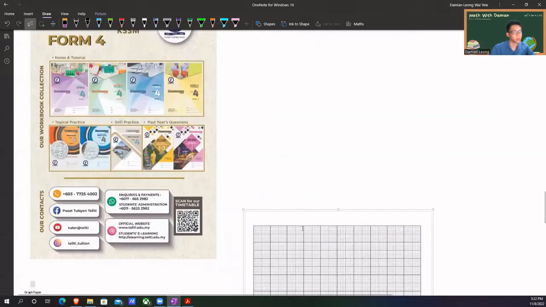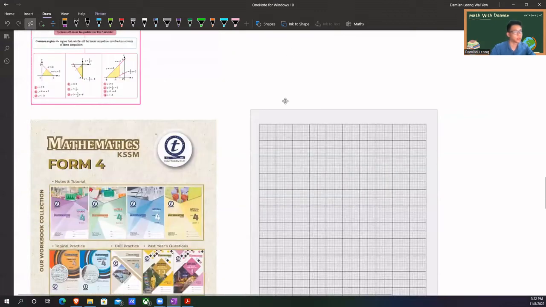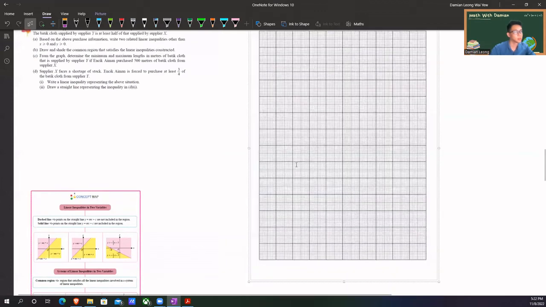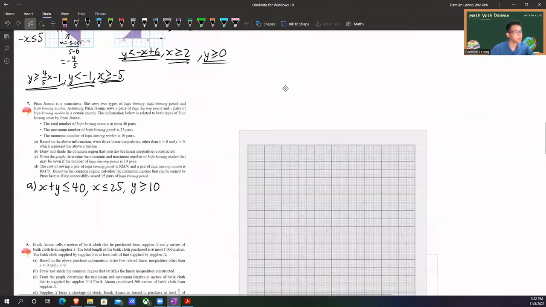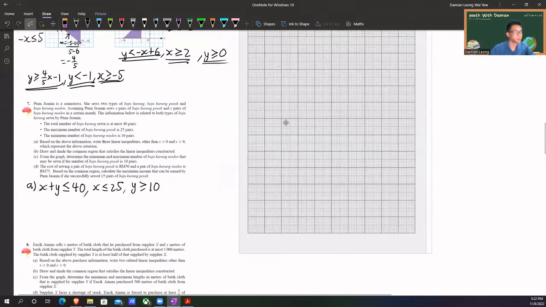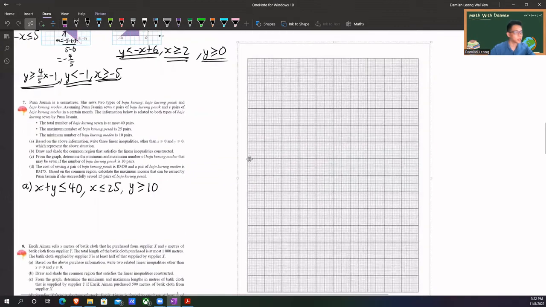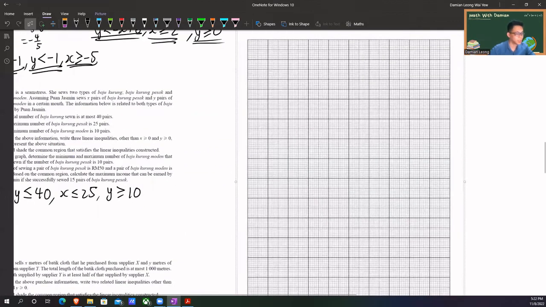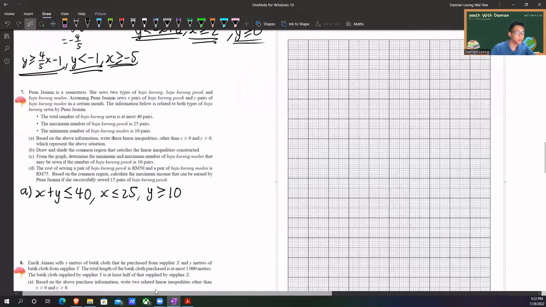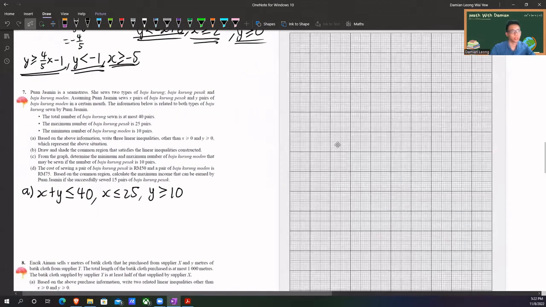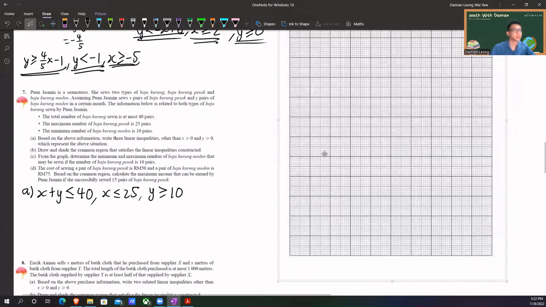Right, so let me draw this in the graph paper as well. So the scale is not given to you. If the scale is not given to you, basically you can technically use any scale, but you have to make sure it fits and it's not too small lah.